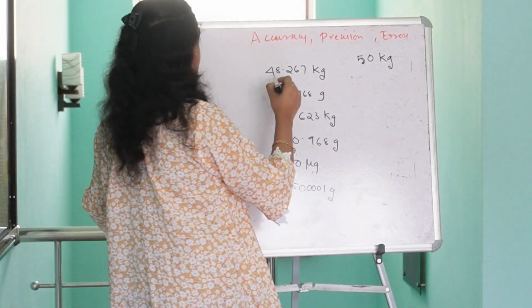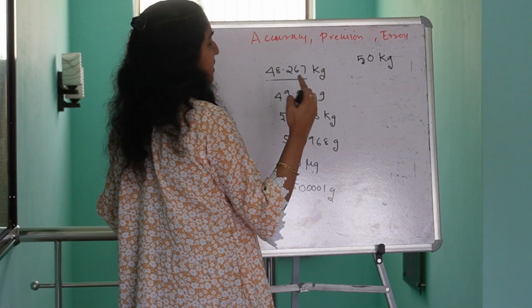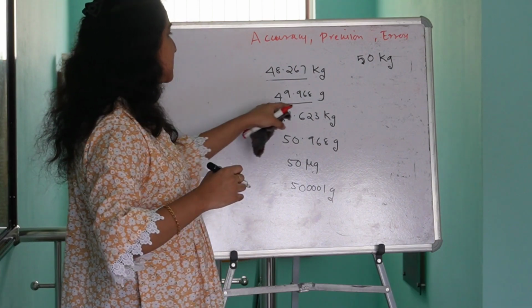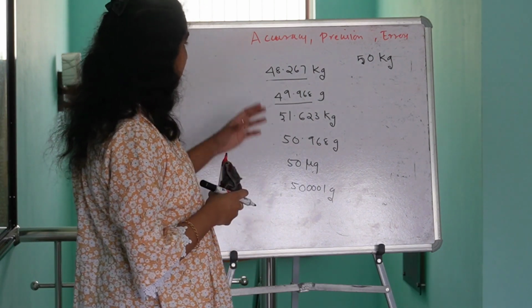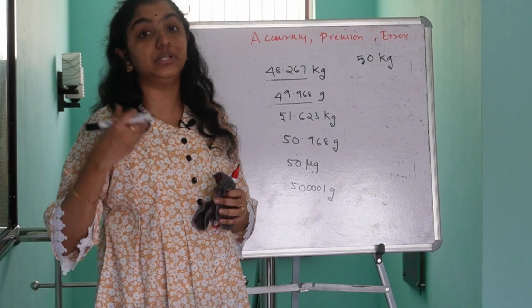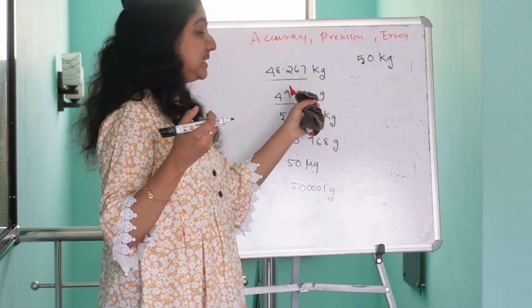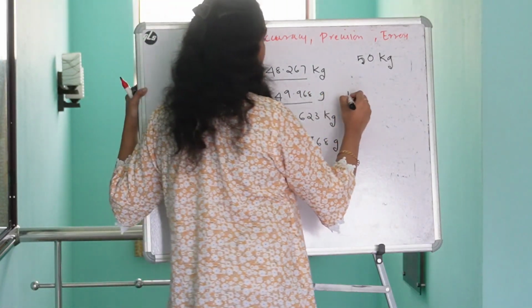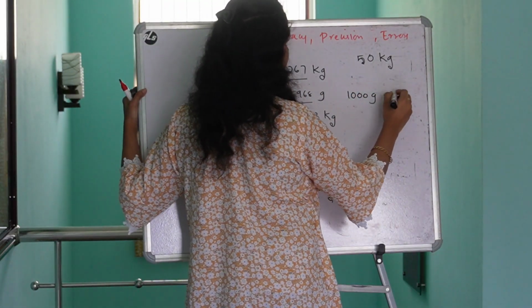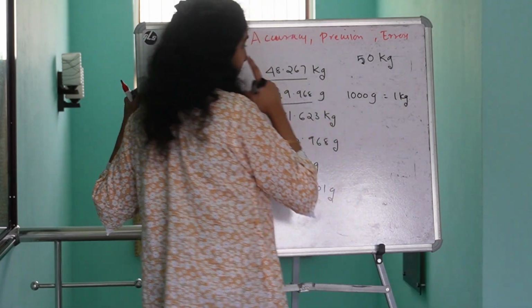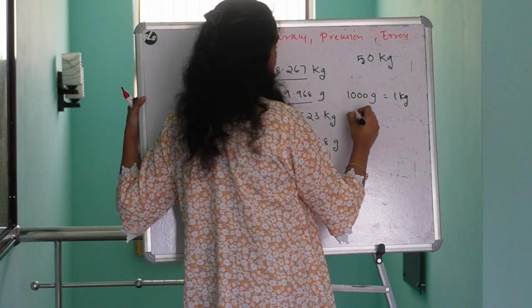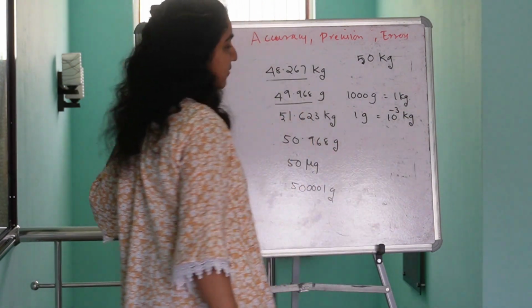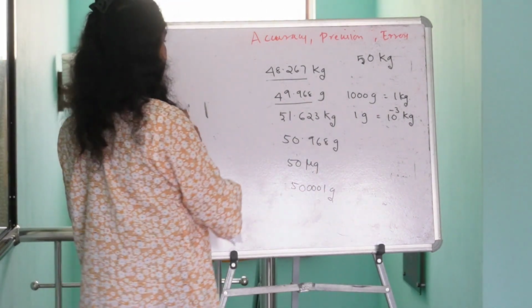The first one is given in kilograms, so there is no need of converting, isn't it? The second one is given in gram, so I need to convert this value into kilogram to know whether this is the most accurate value or not. We know 1000 gram is equal to 1 kilogram, so 1 gram is equal to 10 power minus 3 kilogram.